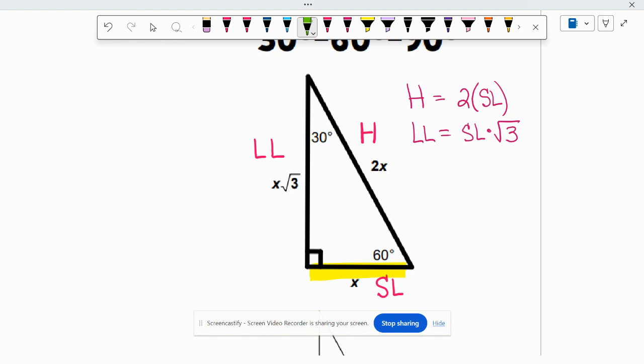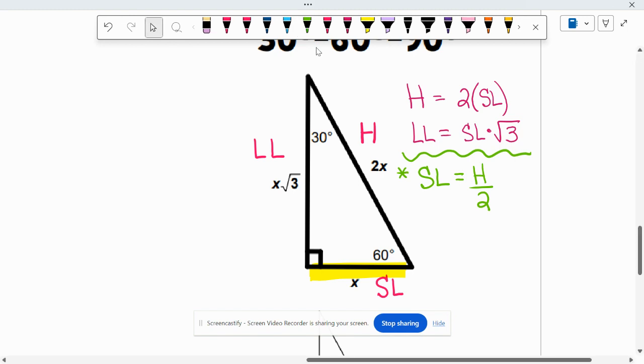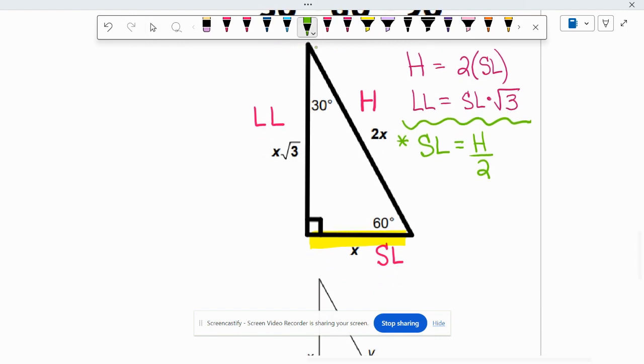So that's where we came up with some special rules. If I know the hypotenuse and I want to find the short leg, I know that the short leg equals the hypotenuse divided by 2. That's the first rule that I want you to remember. The second one is that the short leg equals the long leg divided by the square root of 3, or it equals the long leg times the square root of 3 over 3.